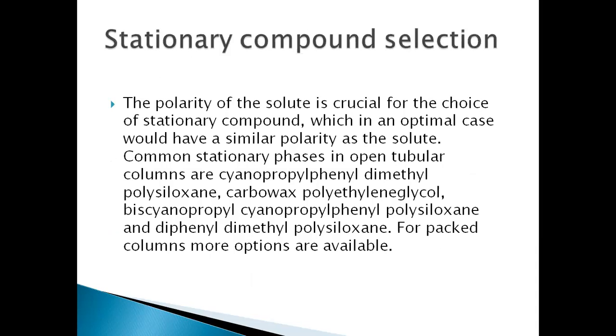Stationary compound selection. The polarity of the solute is crucial for the choice of stationary compound, which in an optimal case would have a similar polarity as the solute. Common stationary phases in open tubular columns are cyanopropyl phenyl dimethyl polysiloxane, carbowax polyethylene glycol, cyanopropyl phenyl polysiloxane, and diphenyl dimethyl polysiloxane. For packed columns, more options are available.